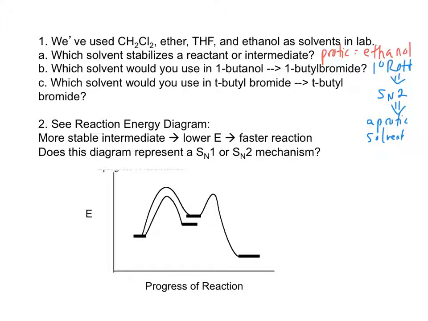For 1C, 2-butyl bromide is a secondary alkyl bromide. So that reaction occurs via an SN1 mechanism, so choose a protic solvent. And for question 2, the energy diagram shows a reactant, intermediate, and product, so it must represent an SN1 mechanism.